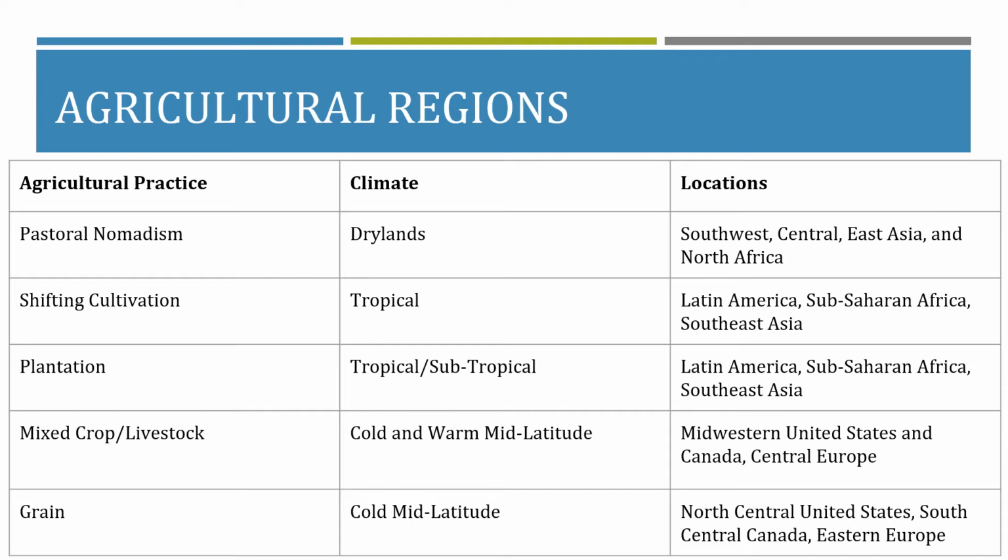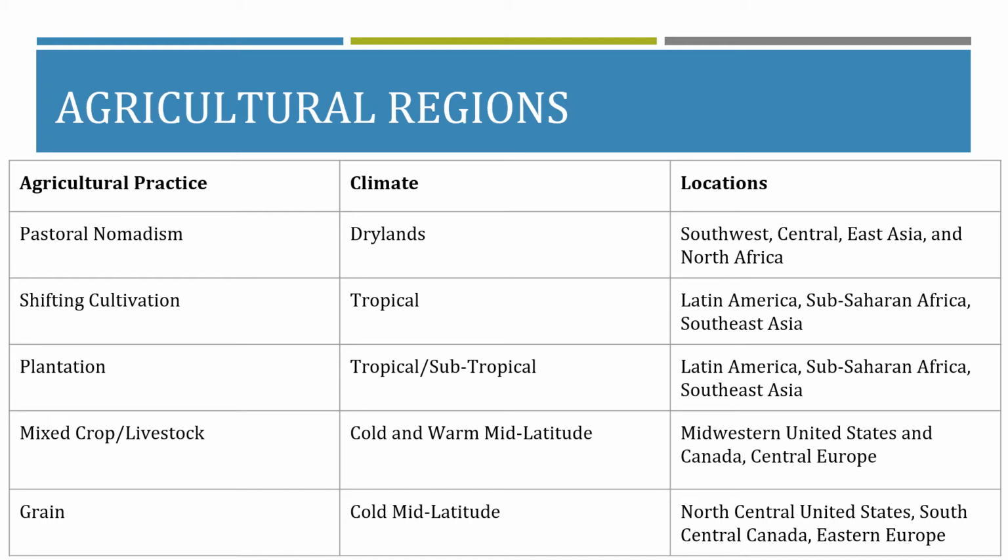But unfortunately, the actual soil in the rainforest is not very good. So you can't use the actual plots of land for very long, which is why it's called shifting cultivation. You only use the plot for a few years and then you have to shift and do it all over again in a new area. So that's what shifting cultivation is.